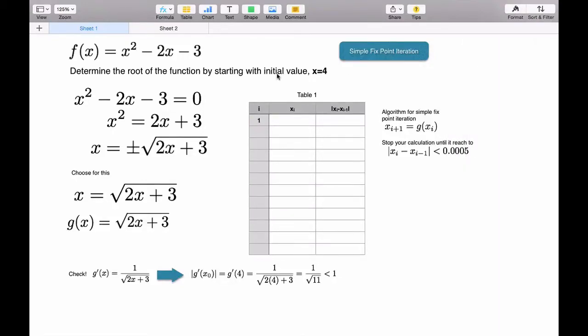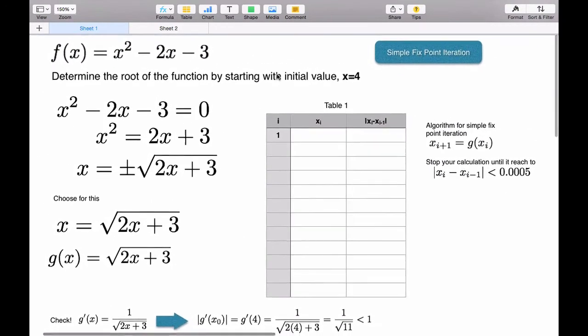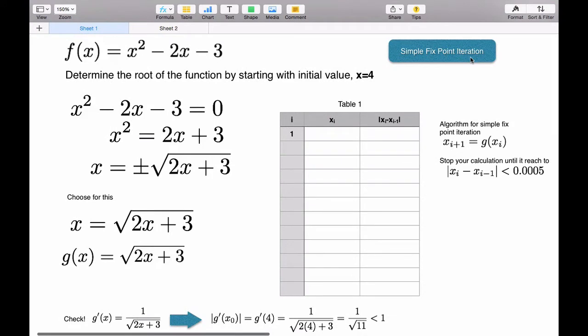Okay, the next one we are going to use is the simple fixed point iteration. I think this is one of the examples to show you how to use the numbers as a calculator to do the programming. So this is very easy.